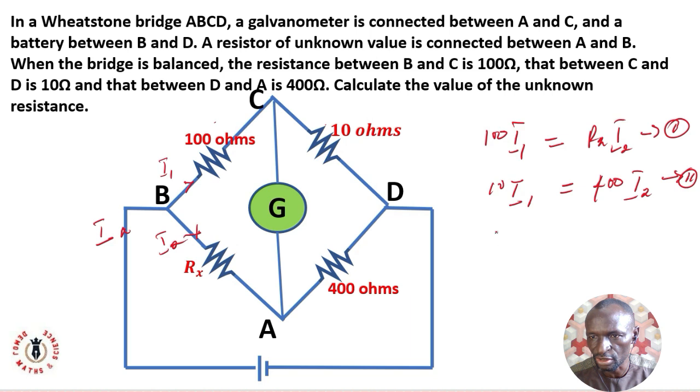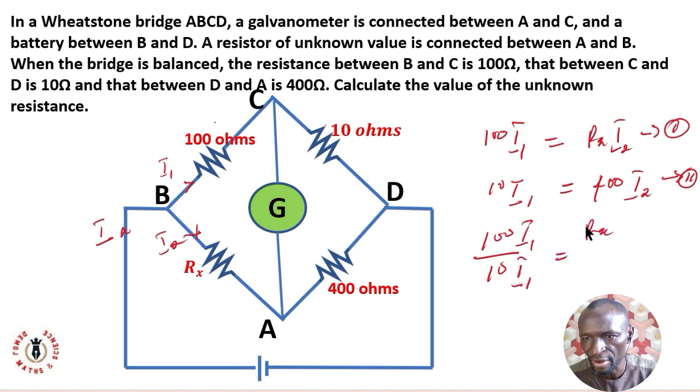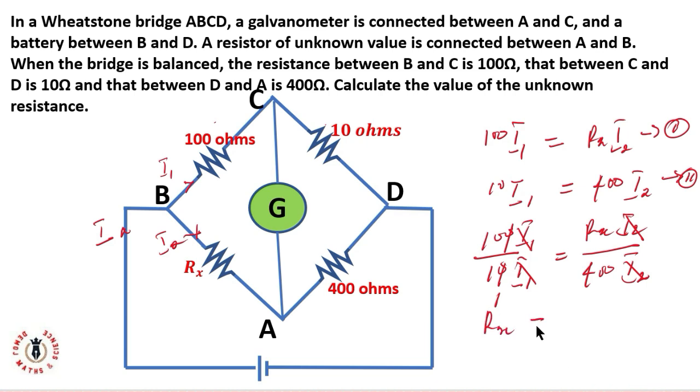Like we did initially, we divide both equations. So that 100 over 10, here is I1, will be the same thing as Rx I2 over 400 I2. I2 will cancel I2, my I1 will cancel I1. So that 10 in 100, I'll be left with 10. So I can now cross multiply. And when you cross multiply, you come with Rx to be equal to 4,000 ohms.